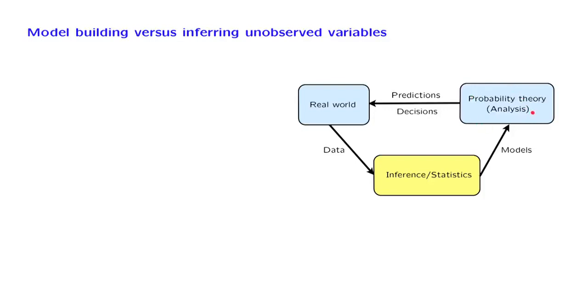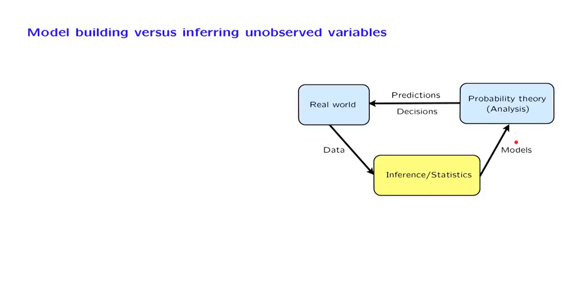On the other hand, there may be variables that are unknown, that are unobserved, variables that are part of the model but whose values are not known. In such cases, we still want to use data to make some predictions or decisions about those unobserved variables. So model building might or might not be part of the problem that we're dealing with.